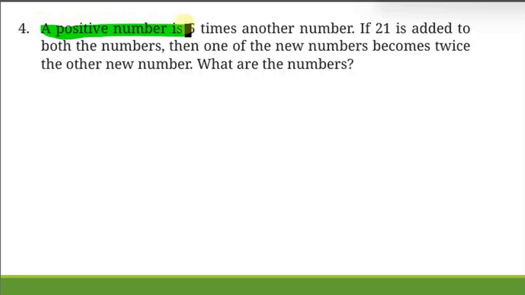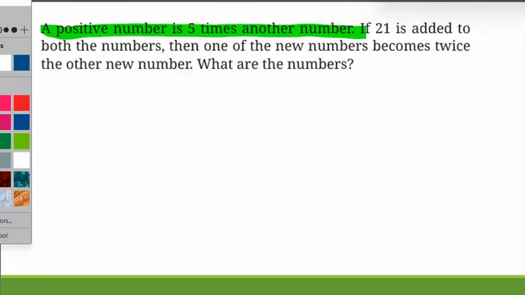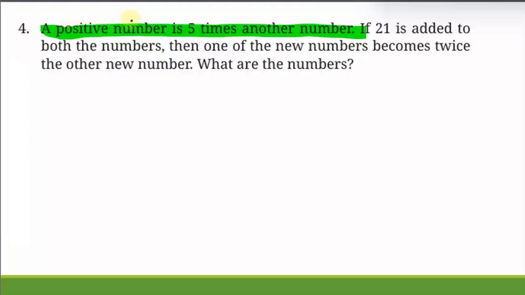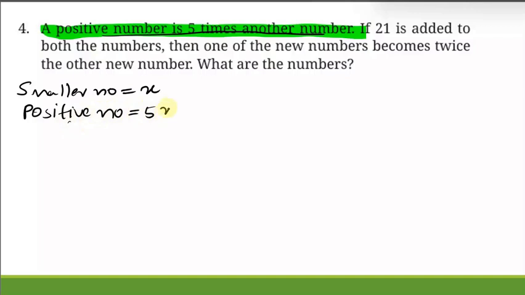Given a positive number is 5 times another number. So if a number is 5 times the other number, it will be much bigger than the first number, right? So I'm going to take one as the smaller number, and another positive number as 5 times the smaller number. I'm taking the smaller number as x. Now it's given a positive number is 5 times the other number, so you can take it as 5 times this x, so it will be 5x. Is that clear? Now we will move to the second part.